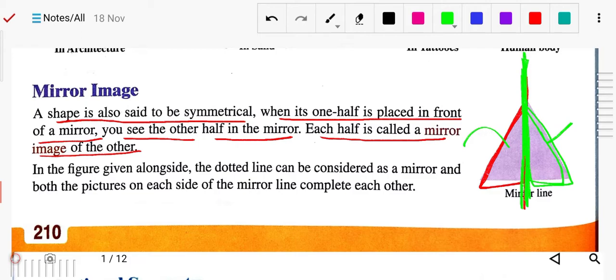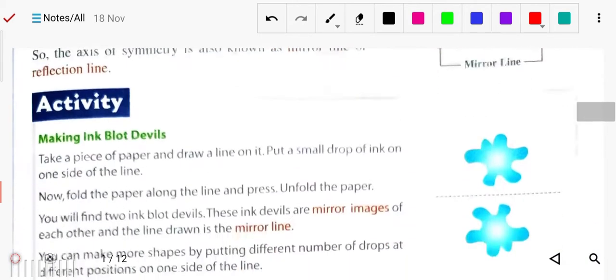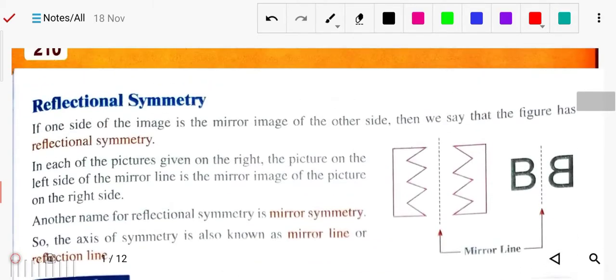Okay, in the figure you can see that the dotted line is considered the mirror, and both pictures complete each other across the mirror line. As I told you, these two pictures are separated by this mirror line. This is one half, and when you flip this image from here to here, these two images will exactly cover each other. So this is your mirror image.